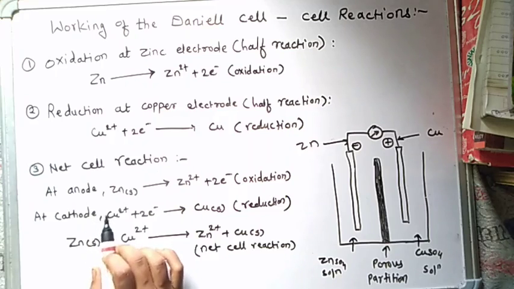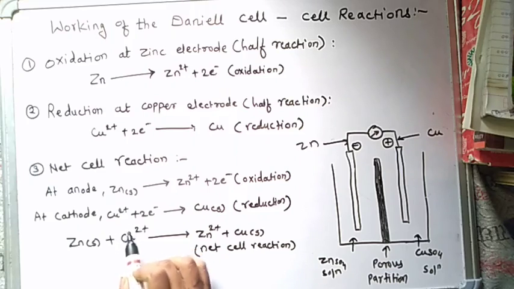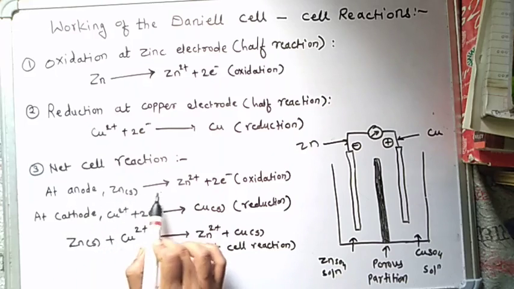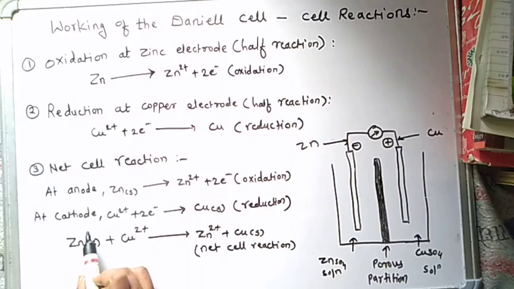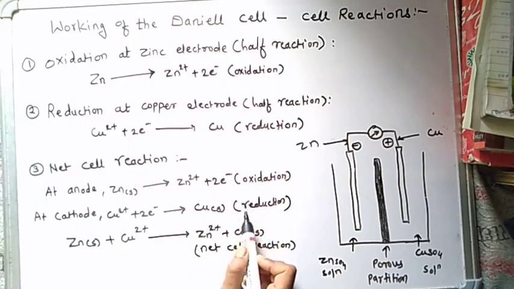In this net cell reaction, the oxidation of zinc takes place at the zinc electrode and the reduction of copper takes place at the copper electrode, and the overall net reaction can be written by adding the two half cell reactions, that is Zn plus Cu2+ gives Zn2+ plus Cu. At the anode, Zn solid gives Zn2+ plus 2 electrons in the oxidation half reaction, and at the cathode, Cu2+ plus 2 electrons gives Cu solid in the reduction half reaction. If we add these two reactions, that is the net cell reaction, Zn solid plus Cu2+ gives Zn2+ plus Cu.